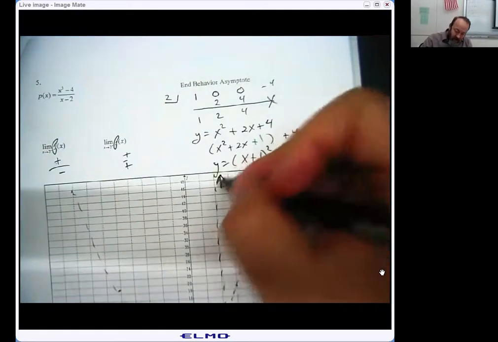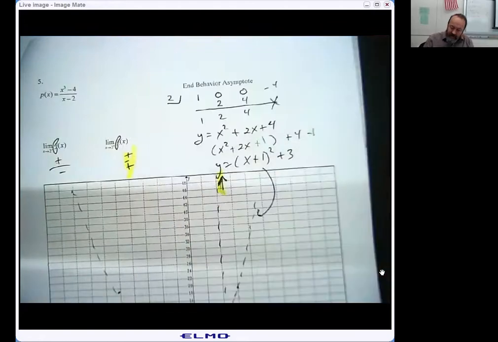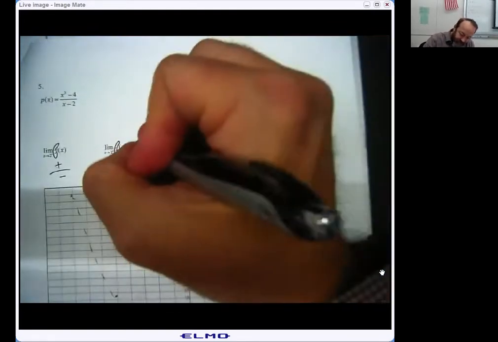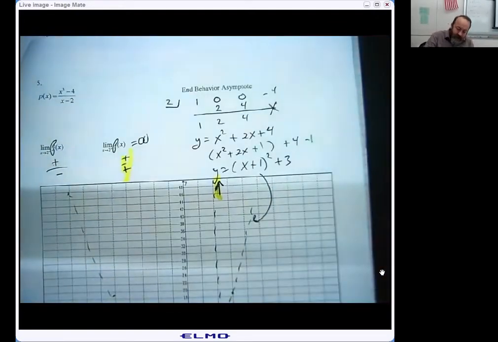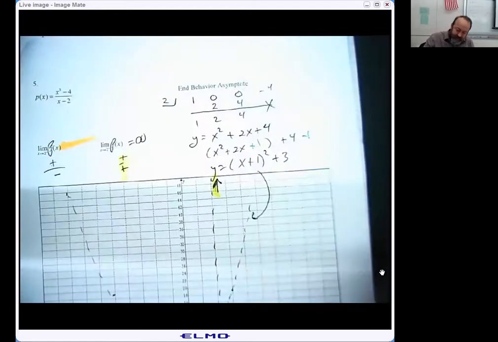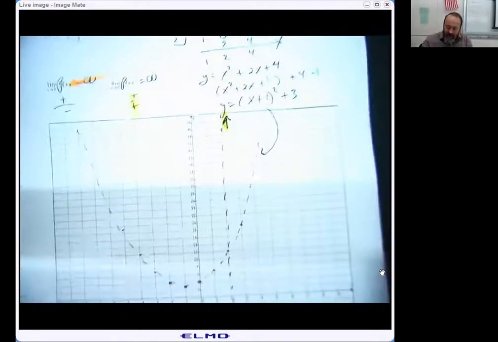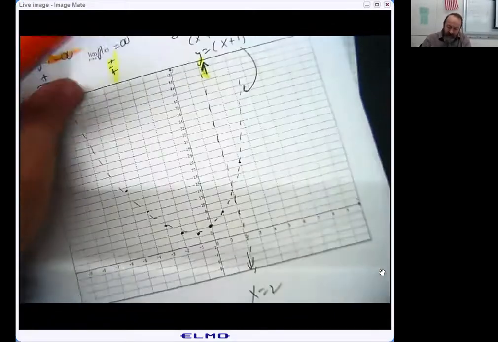This going up matches with this asymptote. And going down on this one is going to match the other asymptote.